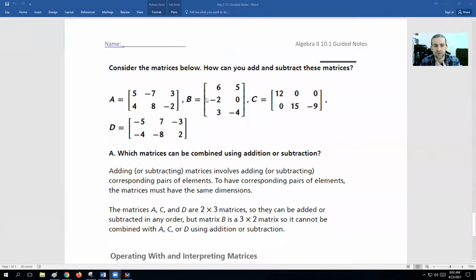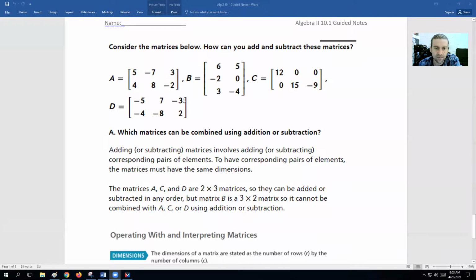Okay, so we've got to consider how we can add or subtract matrices. The one thing we have to look at is that we can't always add every matrix to every other matrix. If we look at this matrix A here, it is a 2 by 3 matrix because it has 2 rows and 3 columns. Matrix B, though, is a 3 by 2 matrix because there are 3 rows with 2 columns.